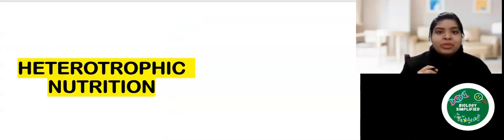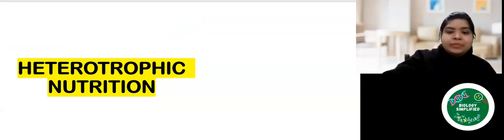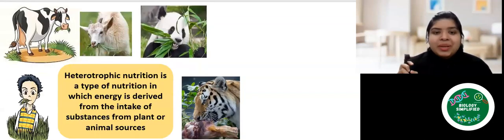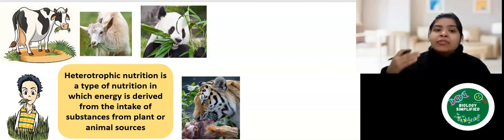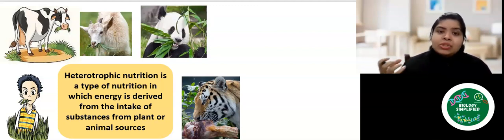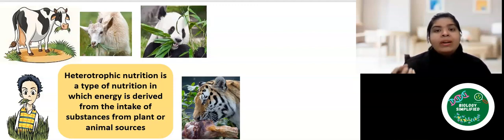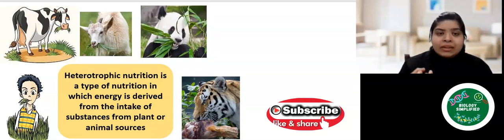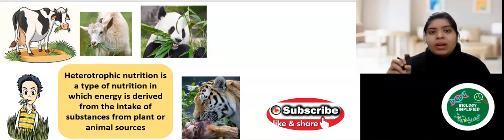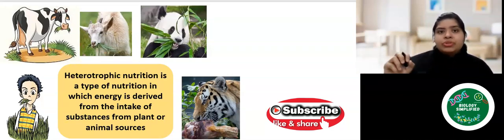Coming to the next mode of nutrition, which is heterotrophic nutrition. Heterotrophic nutrition is the type of nutrition in which the energy is derived basically from the intake of substances from other sources. Now, these other sources can be plant sources or even animal sources. So we are taking in food from outside, or obtaining energy from sources such as plants and animals. This is what you call the heterotrophic mode of nutrition.